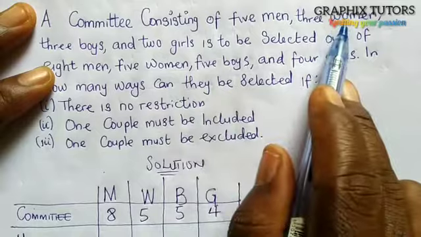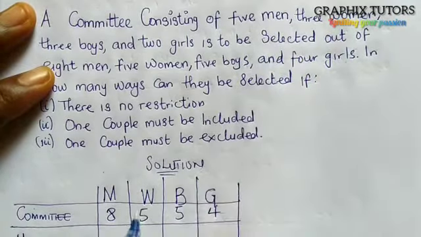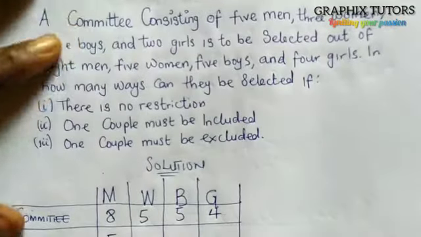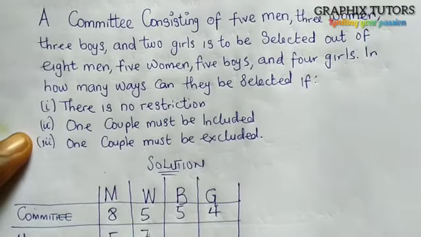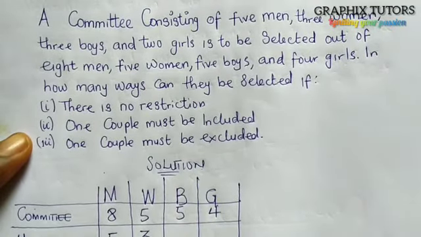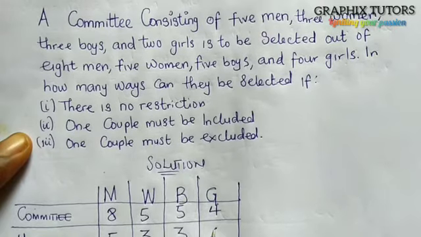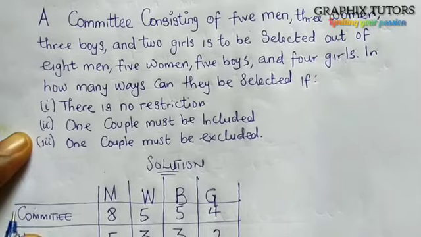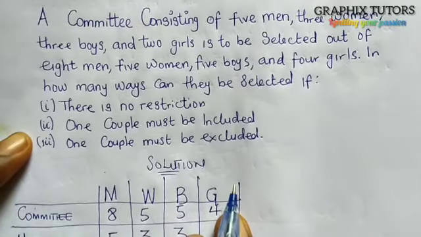Then this other little one, the smaller value, will be down. So the one down is 5 men, right? 3 women, 3 boys, and 2 girls. So this is the number of individuals, the number of people here. And this is the committee they are trying to make up.